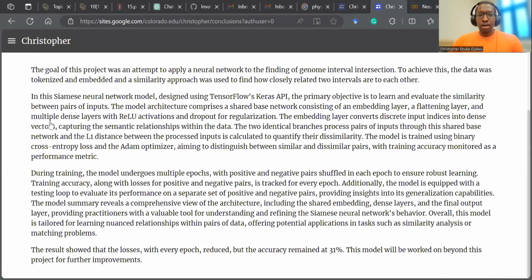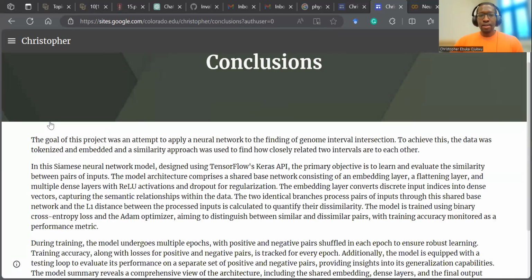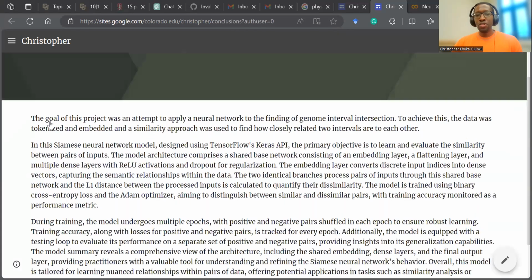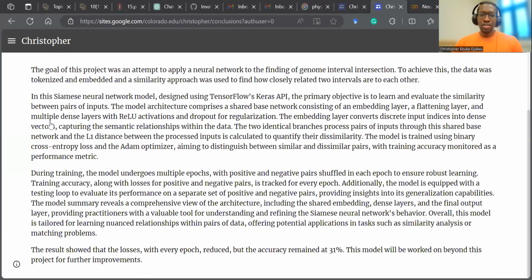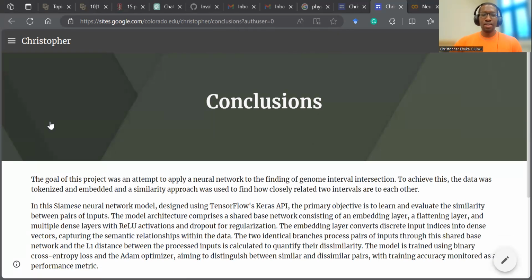So to conclude, this project was genome interval intersection, and instead of using algorithms to find this intersection, I'm using NLP approaches by tokenizing, embedding, and finding the similarity and dissimilarity between these embeddings. And then I was able to achieve some results, but not at the high level or as much as I would like. And this project, I would continue to improve as time goes on.